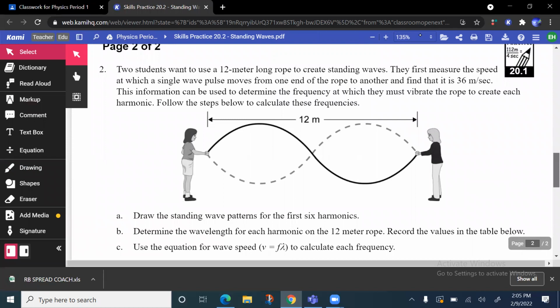Part 2. Two students want to use a 12-meter long rope to create standing waves. This is very similar to our wave speed lab that we performed outside the classroom. They first measure the speed at which a single wave pulse moves from one end to the other of the rope, and they find that it moves at 36 meters per second. This information is used to determine the frequency at which they vibrate the rope to create each harmonic. Follow the steps below to calculate these frequencies.